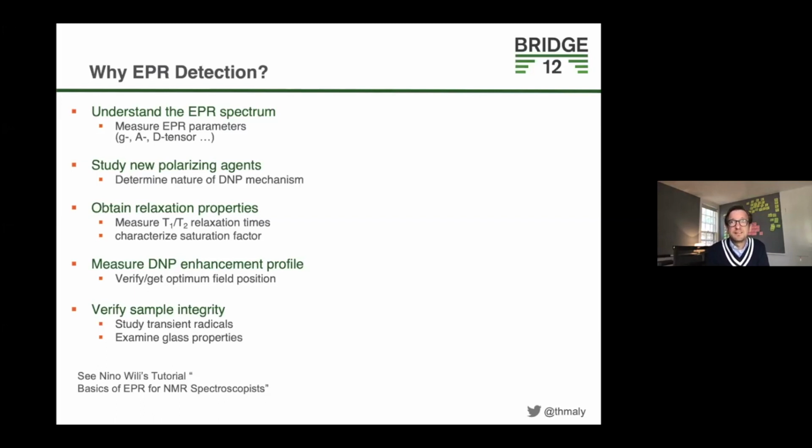What I mean by that is sometimes you look at transient radicals. You have to make sure that you created them somewhere and then put them in the NMR spectrometer, and then your DNP doesn't work and you wonder why. The first thing you want to check is whether the radical is actually still there. Another important part is to look at the glass properties of your sample. We want a glass, but you have to go to a low temperature so that it's a rigid glass, and EPR can tell you immediately whether you have a rigid glass or not.